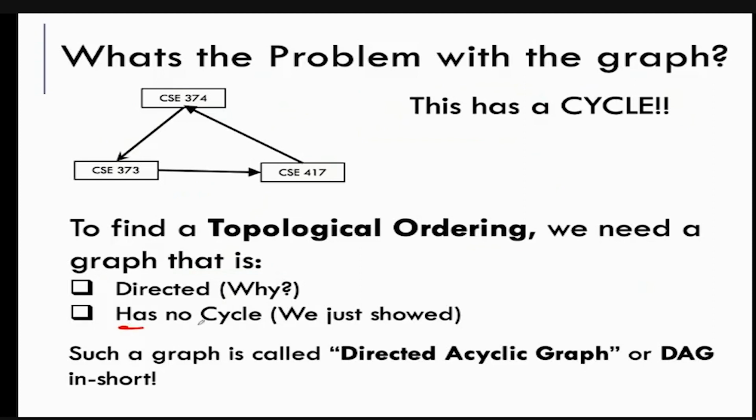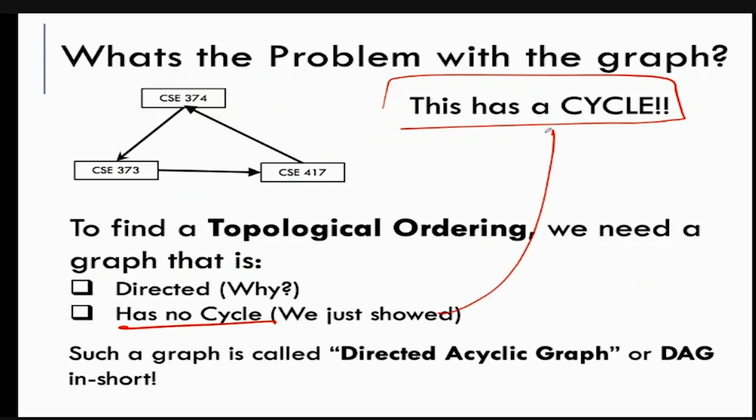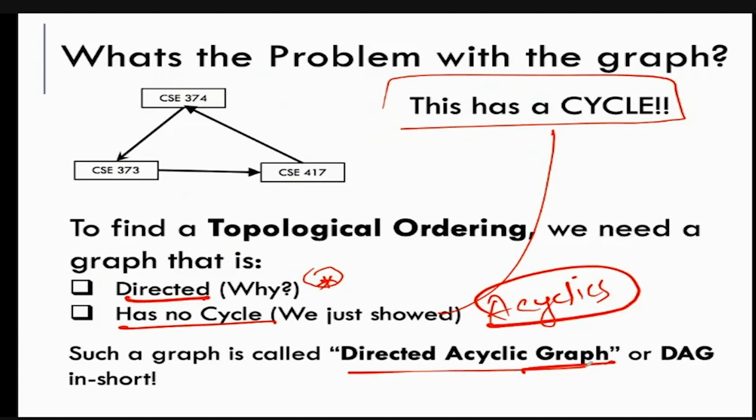And secondly, as I said, just be clear that it cannot have any cycle. So we have just shown this. Our graph needs to be directed. Our graph needs to be acyclic. What do we mean by acyclic? Which does not contain any cycle. So such a graph is basically called a directed acyclic graph. In short, we basically say DAG.